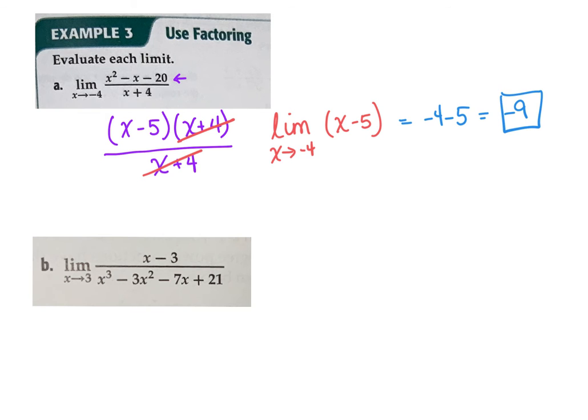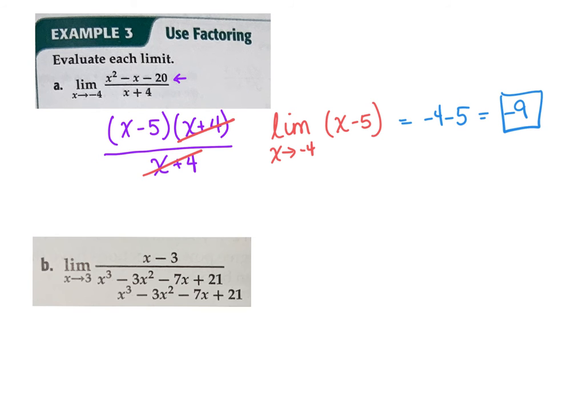3. They want me to plug in a 3. If I plug in a 3, I get 27 minus 27 minus 21 plus 21. That gives me a 0 on the bottom, by the way. All right? 0 on the bottom. So I am going to factor. How do I factor 4 terms? What do I do to factor 4 terms?